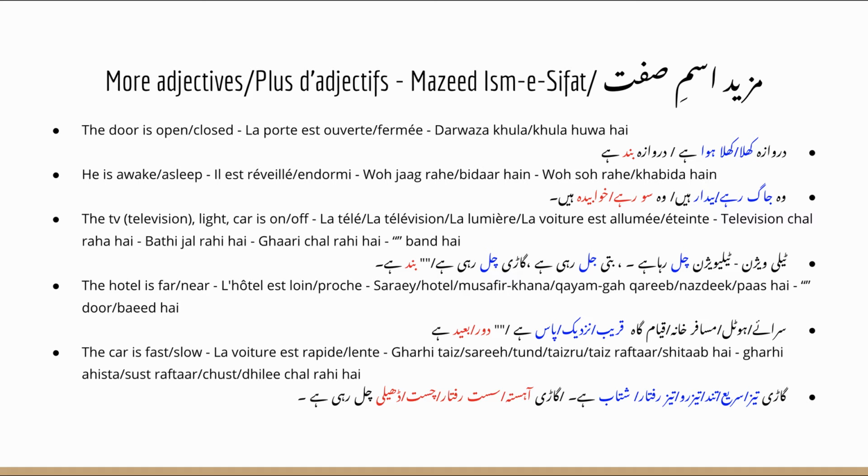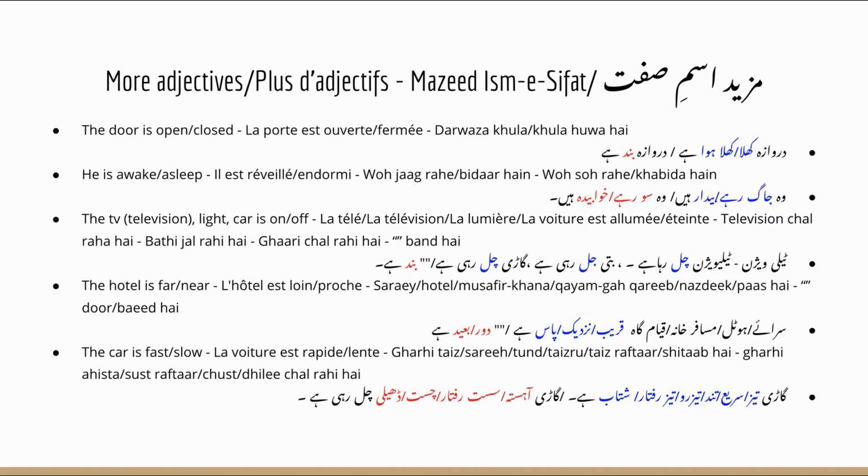So chalna is literally to walk, but for a machine it means either operational or in motion. So television chal raha hai means it is operational. Batti jal rahi hai, that means the light is burning actually, but that's used for the lights. And gari chal rahi hai, same. The car is either operational or in motion.